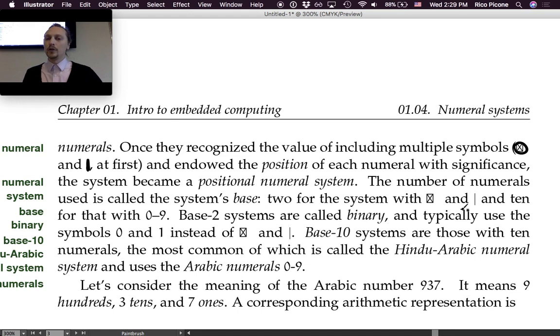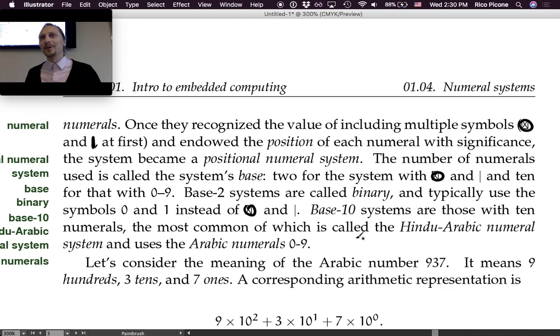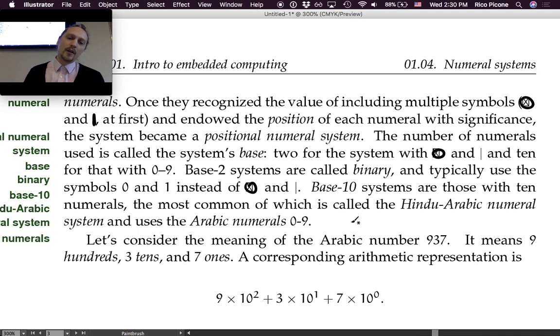The number of numerals used is called the system's base. 2 for the system with the circle and the line, and 10 for that with 0 through 9. Base 2 systems are called binary, and typically use the symbols 0 and 1 instead of circle and line, which were suggestive of 0 and 1. Base 10 systems are those with 10 numerals, the most common of which is called the Hindu-Arabic numeral system and uses the Arabic numerals 0 through 9.